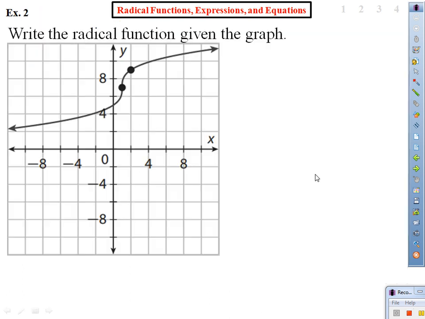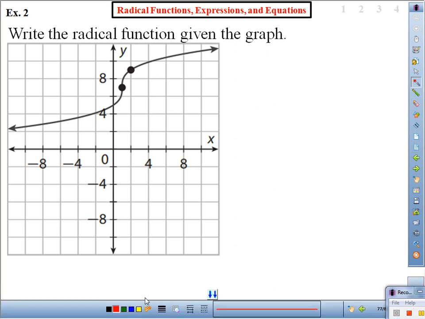On your other medium graph, copy this one, please. The 2 points given are this one at 1 and 7, and the other point is 2 and 9. 1, 7, 2, 9. So you put these 2 points and you graph your function.